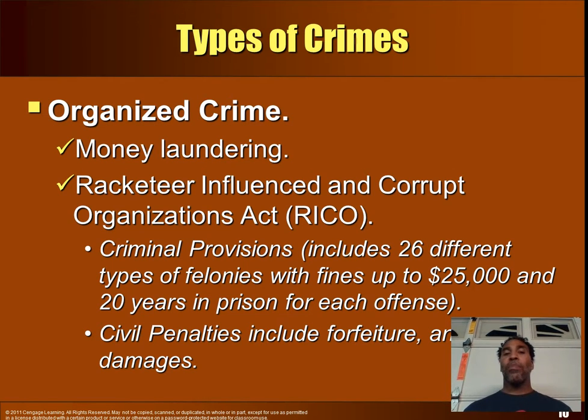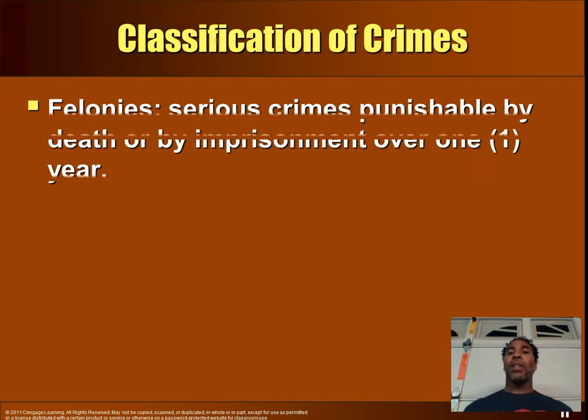So it's money laundering. Like I said, the Racketeer Influenced and Corrupt Organizations Act, or RICO. Criminal provisions include 26 different types of felonies with fines up to $25,000 and 20 years in prison for each offense. Civil penalties include forfeiture and all damages.